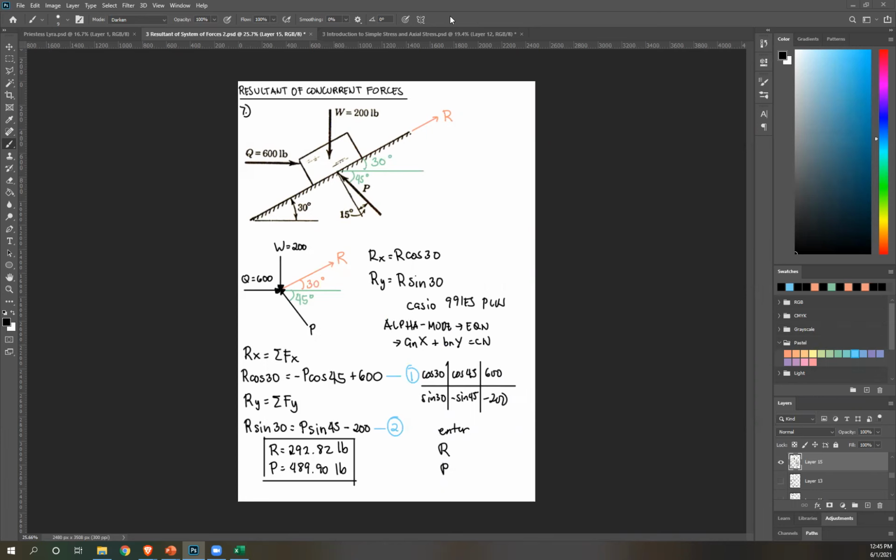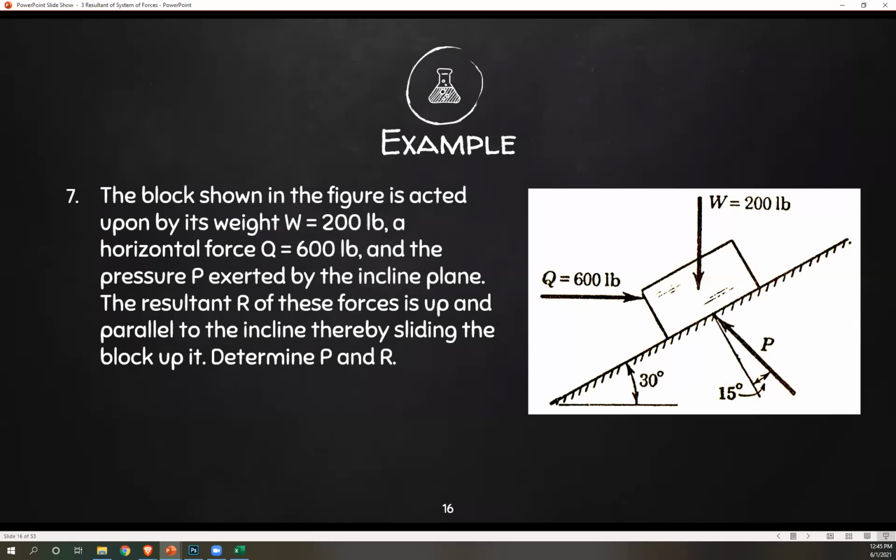Okay, great. For those that don't have your Casio 991 ES, you're using a different version, try to study or search what's your equivalent to getting equations, so that you don't have to solve for this manually. Or if you want to, you may. All right, no questions for number 7. Let's move on to the next slide.